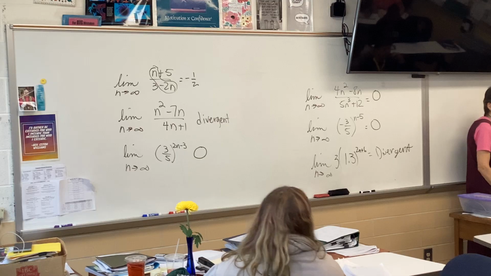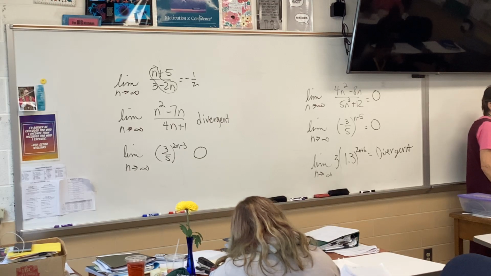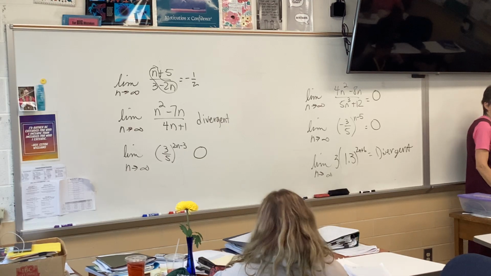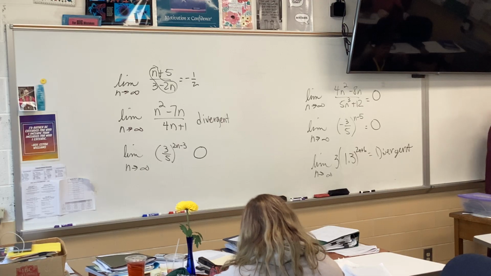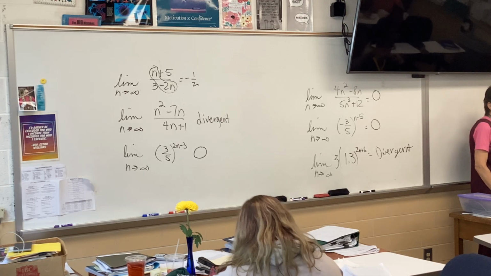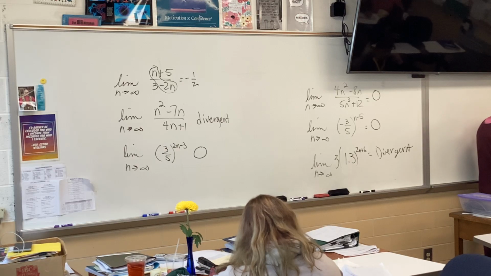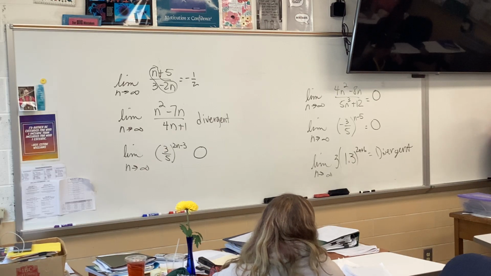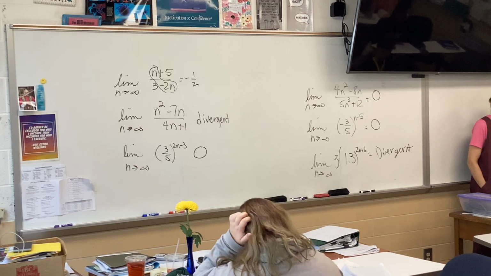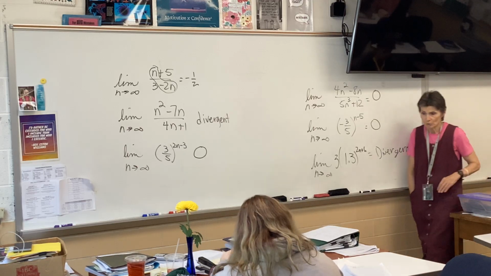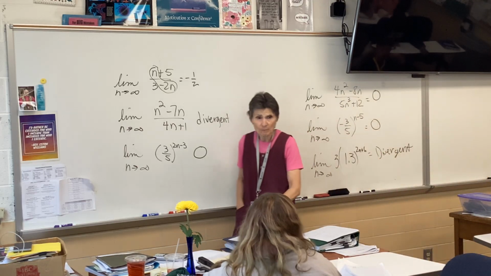What's that top one? Isn't it negative 1/2? Negative 4n, that's negative 1/2. This one is 0. And this one is 2/3. It reduces. Make sure you reduce it. All right, everybody good with that one?